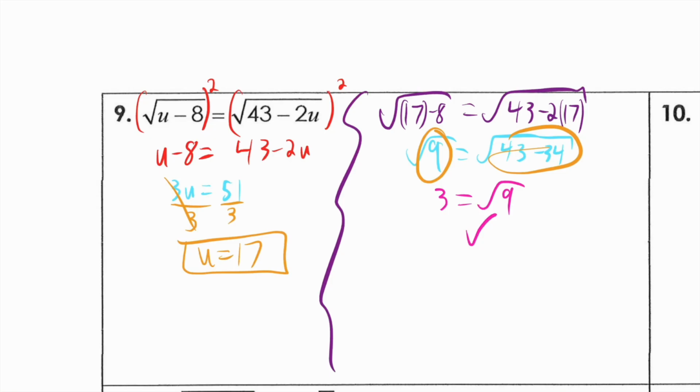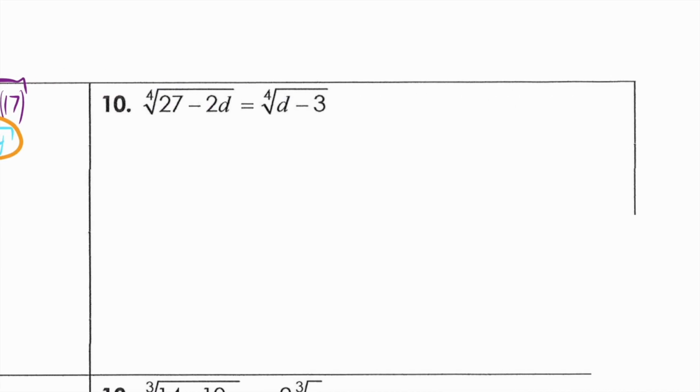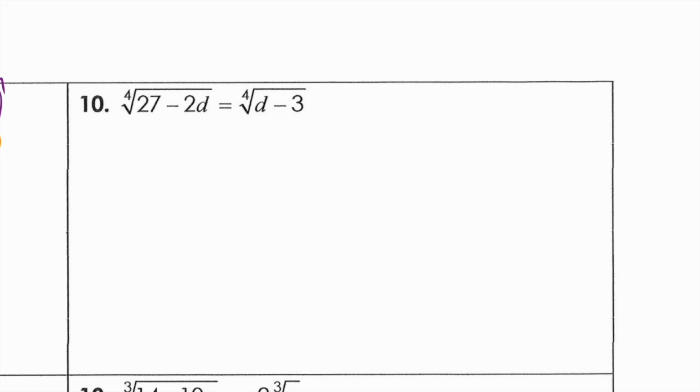Moving on to number 10. Once again, we have a radical on each side, so 2 radicals total. And so I'm going to have to undo the 4th root. They are on separate sides, though, thankfully. If they weren't on separate sides, we'd have to add or subtract one of them to move it over to the other. And so I'm going to go ahead and take each one to the power of 4 to undo the 4th root. So I just get whatever's inside: 27 minus 2d and 2d minus 3.